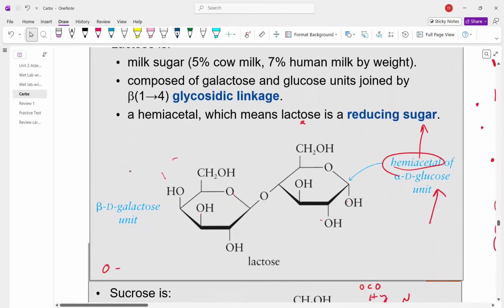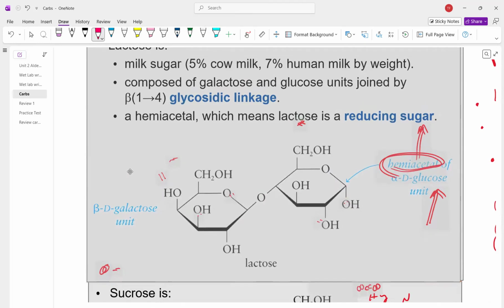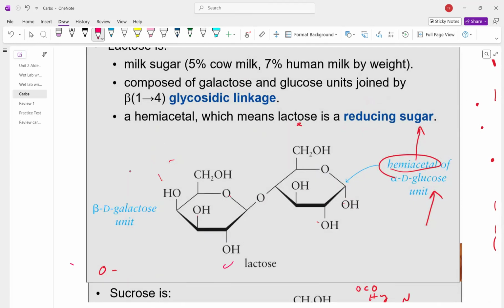Okay. So lactose has a glucose in it as well, and galactose. Galactose is always on the left. And this, by the way, is going to be alpha lactose because that OH is going down. Okay, so let's analyze this guy.